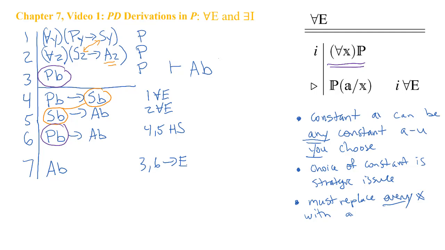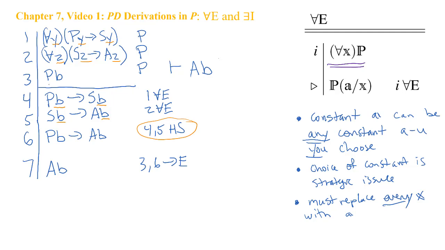Now, obviously, there are at least 2 other ways to do this derivation. You could have applied arrow elimination to lines 3 and 4 to get Sb, and then use that line with the Sb in it, and line 5, arrow elimination to get the Ab. One point worth noting here is that even though we have different variables in lines 1 and 2, we use the same constant to create the substitution instance for universal elimination in lines 4 and 5 in order to be able to do the hypothetical syllogism or the 2 arrow elimination steps.